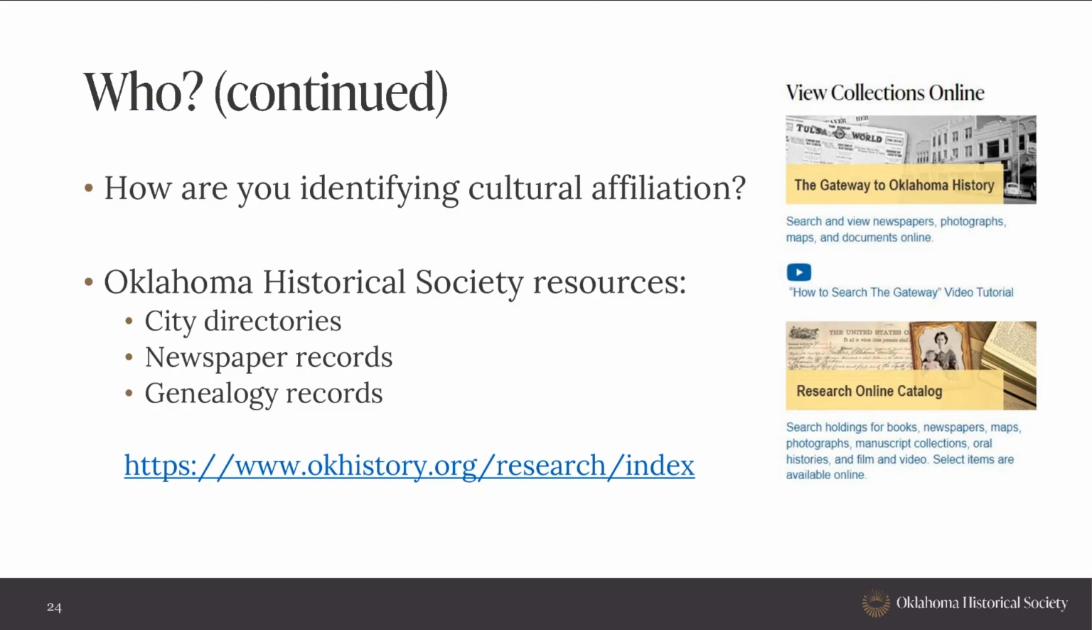Make sure you're clarifying how you're coming up with cultural affiliation, and note that there are a lot of great resources on the Oklahoma Historical Society's website. You can review city directories, newspaper records, genealogy records, right through the online catalog. And this is just a link to the Research Center's page of the Oklahoma Historical Society website.